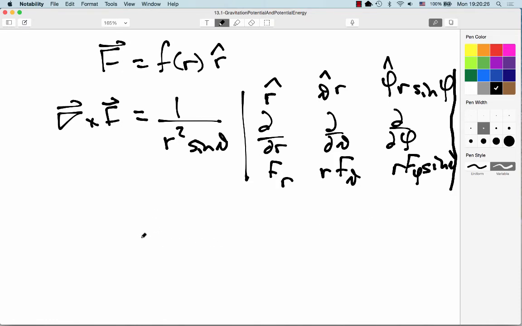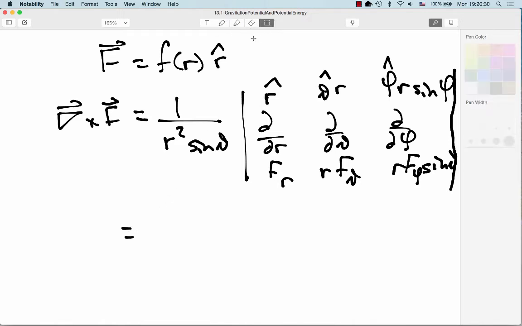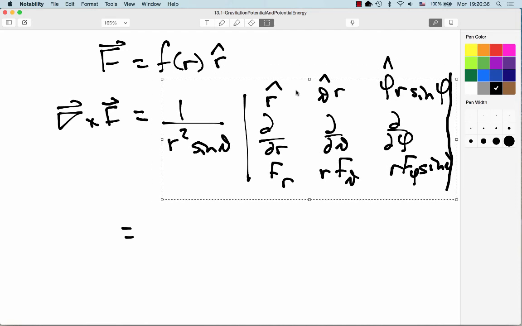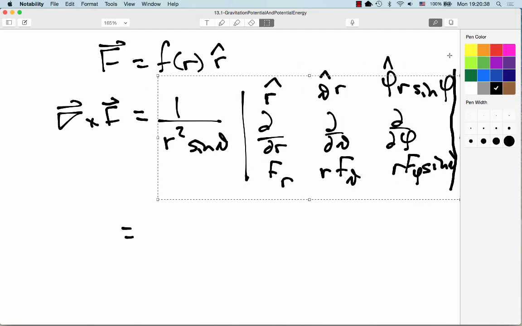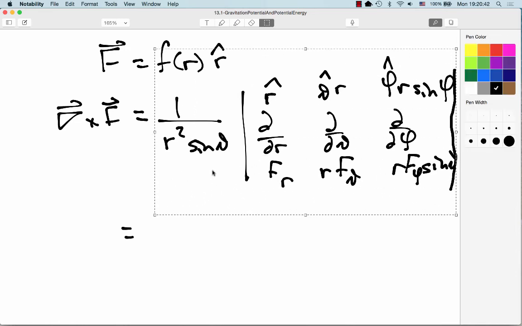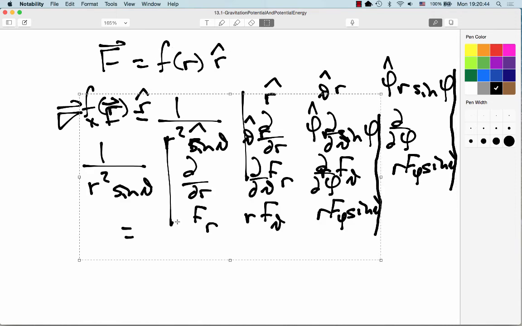Now, if it's a central force, equals, well, I'm just going to steal all that. Let's try that again. I'm just going to steal all that. Copy, paste.